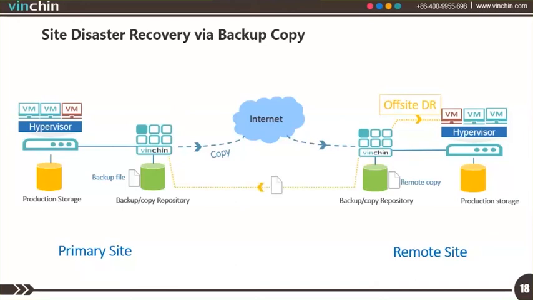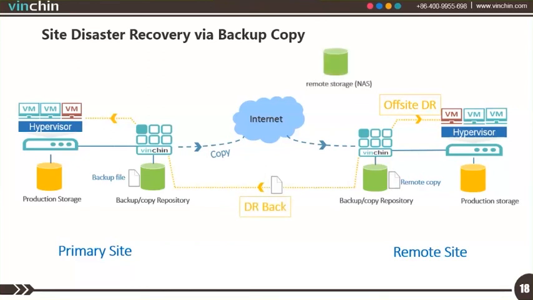And if your primary site is still working, and I want to pull the remote copy back to my primary site, I can just transfer it from my remote Vinchin backup server to my on-site Vinchin backup server, and just recover this virtual machine to my primary site's production environment. This is what we call DR back, disaster recovery back.